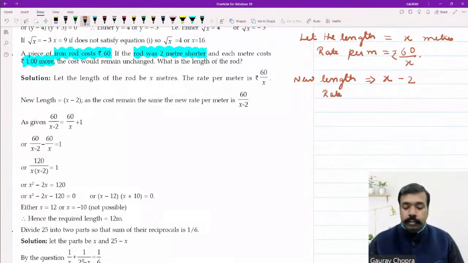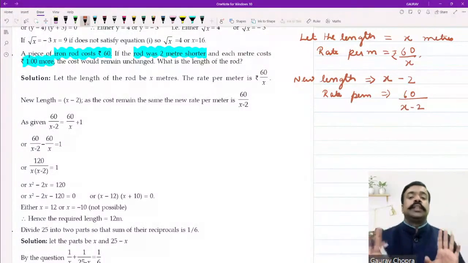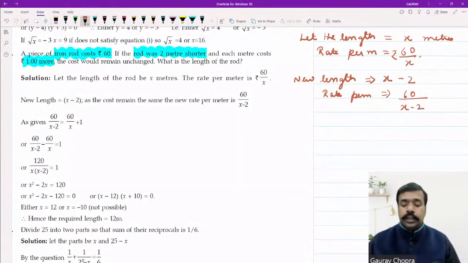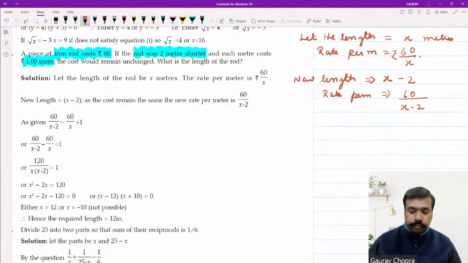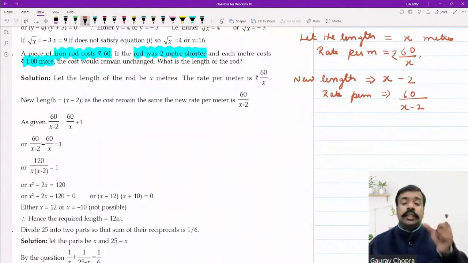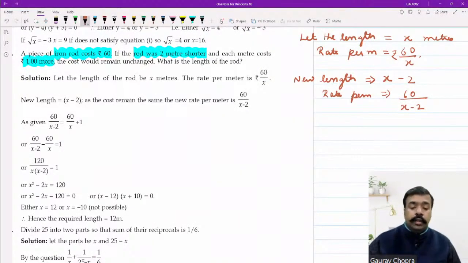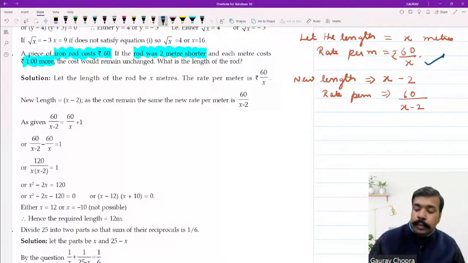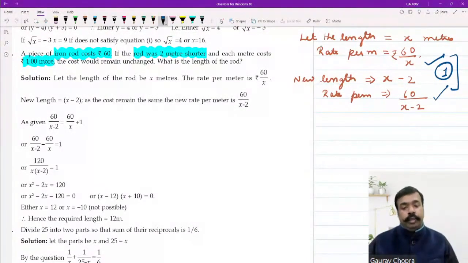Then what will be the rate per meter? Rate per meter will be 60 divided by x minus 2, because the overall cost is rupees 60 only. Overall cost is rupees 60 only, it will not change. But what else is given? Each meter costs rupees 1 more. So there is a difference of rupees 1 in both of them. If we compare these two, there will be a difference of rupees 1 between them.